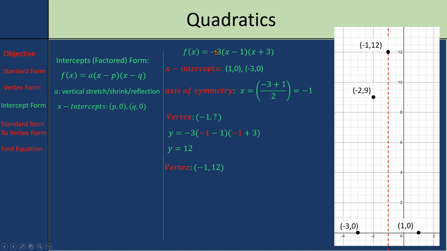But if you want more points, you look at A. A is negative 3. So negative means it opens down, and 3 means you go over 1, down 3, go over 2, down, let's see, 4 times 3 is 12. See? That's what it is. So there's my graph.